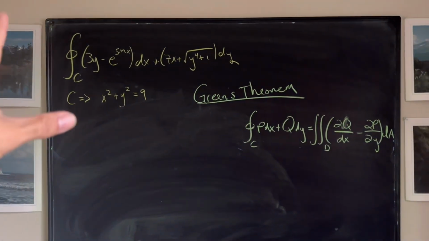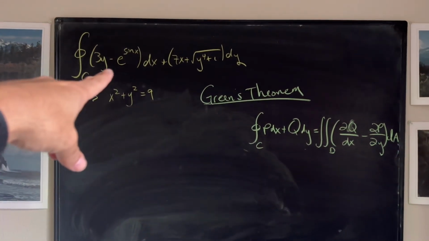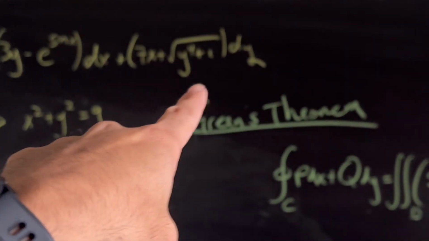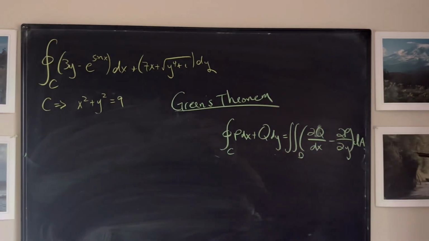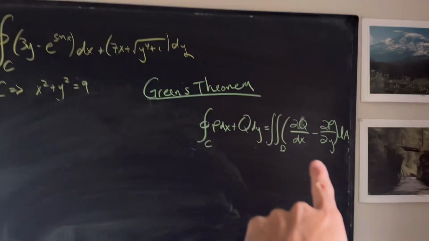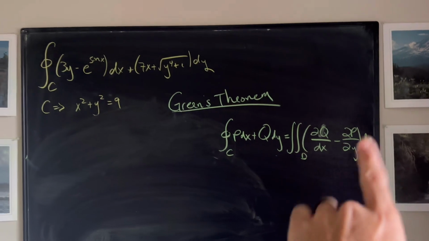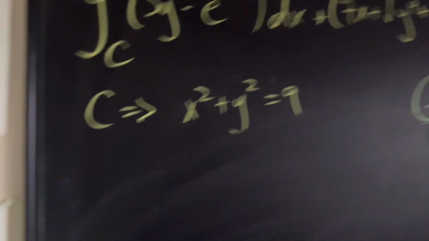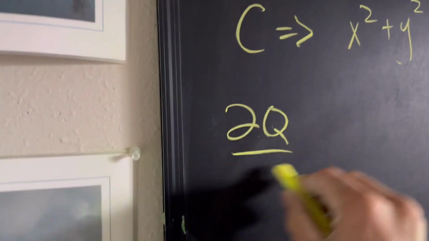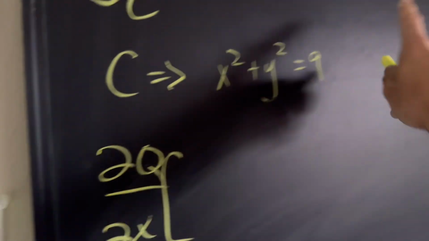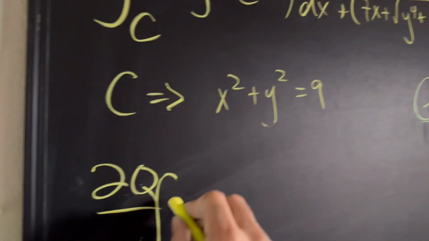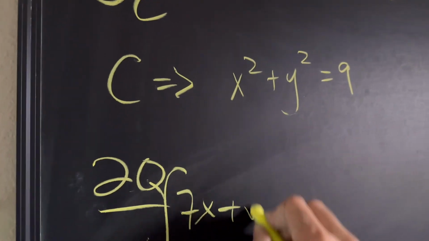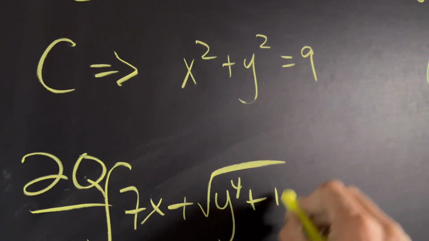So if we're going to find the line integral for the vector field, we're going to identify this as P, and that is going to be Q. In order to solve the double integral, we're first going to find the partial derivative of Q with respect to x. That's going to be the partial derivative of this function here, 7x plus the square root of y to the fourth plus 1.